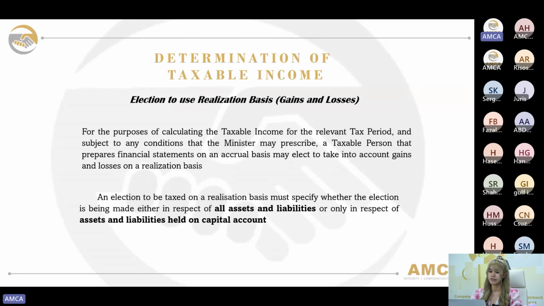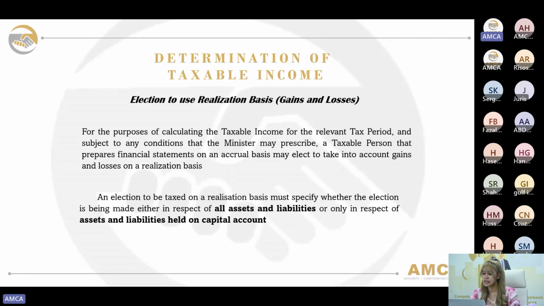On the determination of taxable income, it is possible that a taxable person may pursue an election to use the realization basis in terms of gains and losses. Unrealized gains and losses may arise in cases where a change in the value of an asset or liability is recorded in the person's financial statement, but a transaction is yet to take place to realize the actual gains or losses. Such cases mostly happen where the accrual method is used as the basis for a taxable person's accounts. It is therefore possible that even with the absence of actual disposal or settlement of assets or liabilities, a profit could still arise from that transaction.